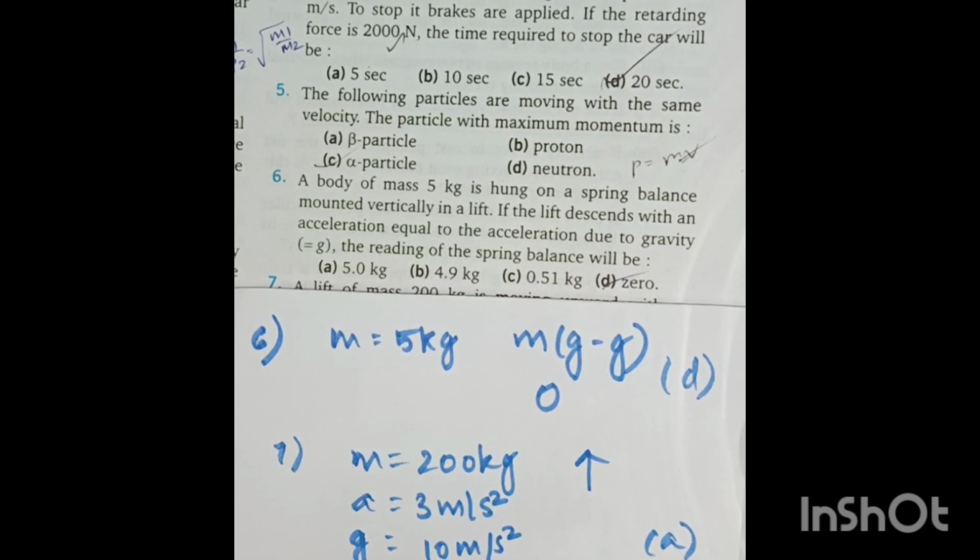So if the lift is coming down, we know the reading will be m into g minus a, and here they have given acceleration is also equals to g. So m into g minus g, that will be 0. So there will be 0 reading. So the option is D.